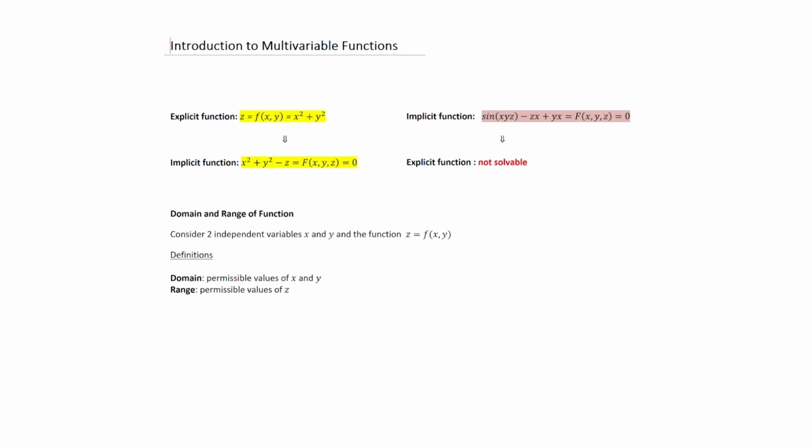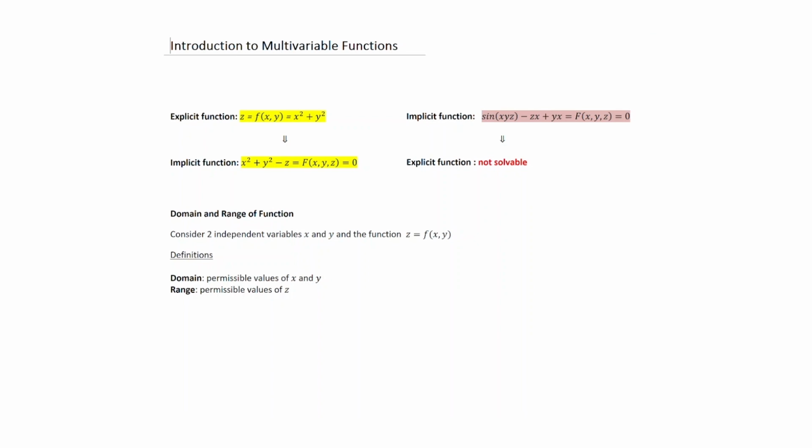So an explicit function is where you can write something in terms of two variables. As if it's a two variable system, then we would say that z is a function of x and y, and I can explicitly write it out as such. So this example would say z equals x squared plus y squared.